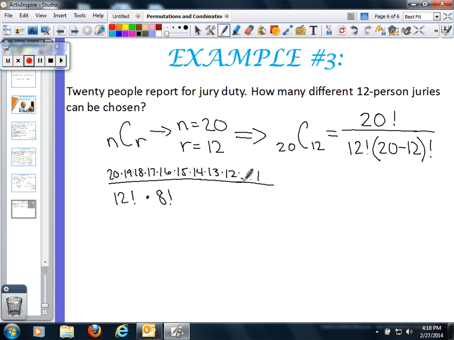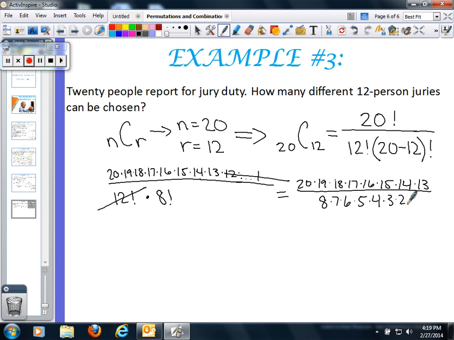Okay? Now, 12 factorial is 12 times 11 times 10 times 9 times 8 times 7 times 6 times 5, all the way down to 1. So I can cancel 12 factorial and all of this here. Okay? So now I'm going to rewrite what I have left, which is 20, 19, 18, 17, 16, 15, 14, 13, over 8 factorial, which is 8, 7, 6, 5, 4, 3, 2, 1. Okay? So this is what I have left.